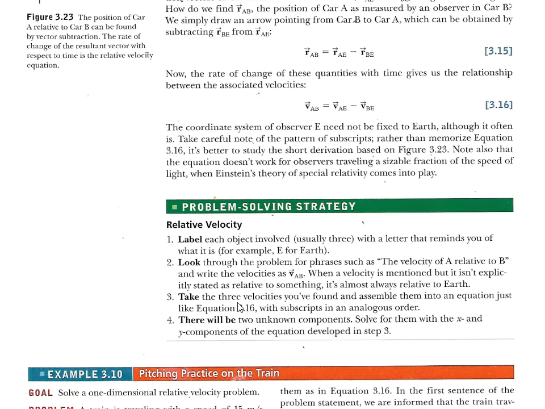Number 3, take the 3 velocities you found and assemble them into an equation just like equation 3.16 with subscripts in an analogous order. Number 4, there will be 2 unknown components. Solve for them with the x and y components of the equation developed in step 3.